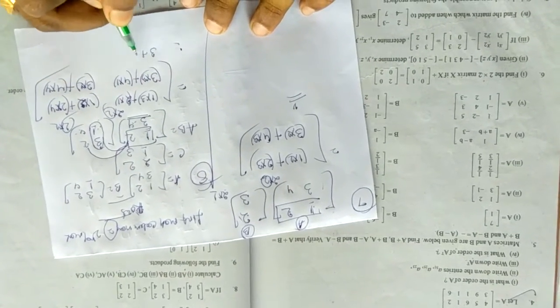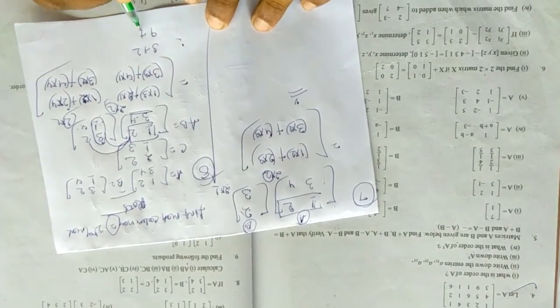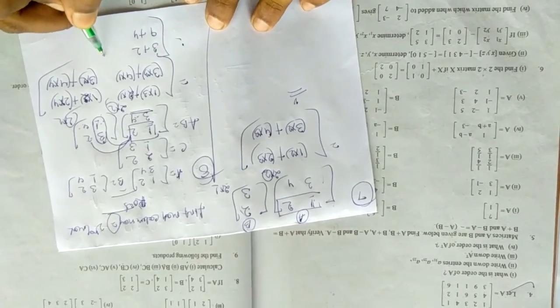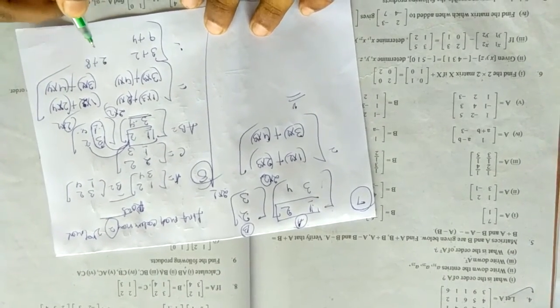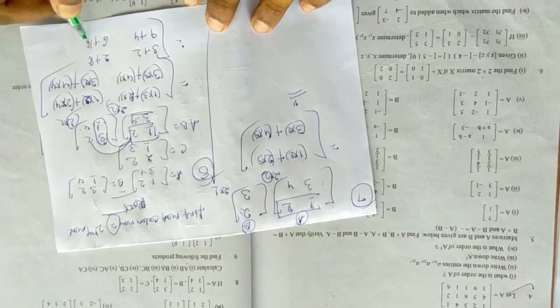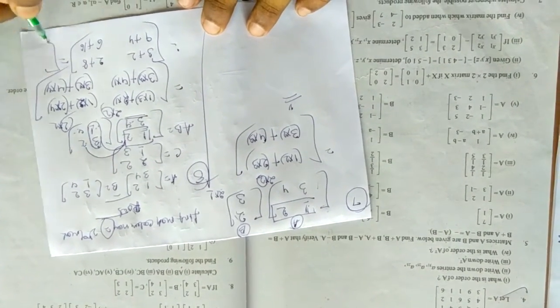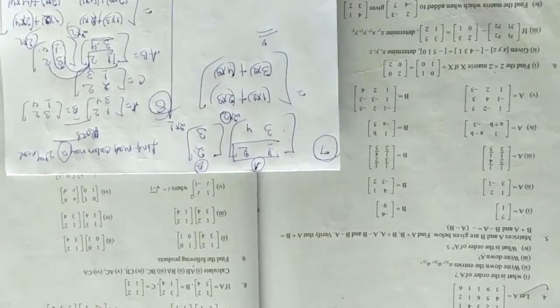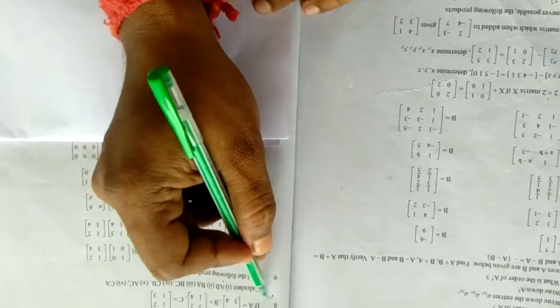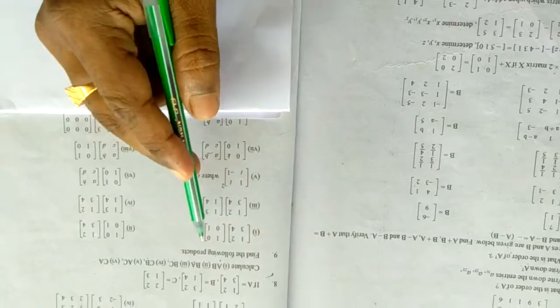It will be 3 plus 2, 9 plus 4, 2 plus 8, 3 into 2 is 6 plus 16. Now you can add it and find AB. Now question 8 will be completed. Now find the following products.